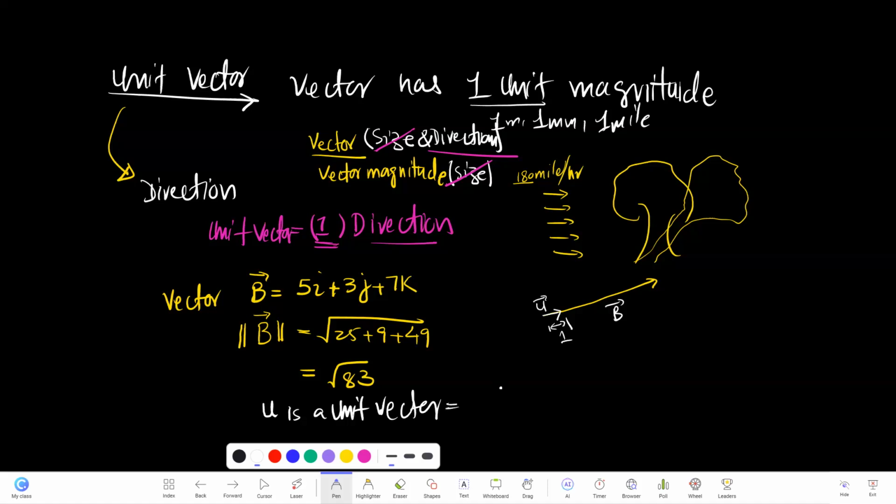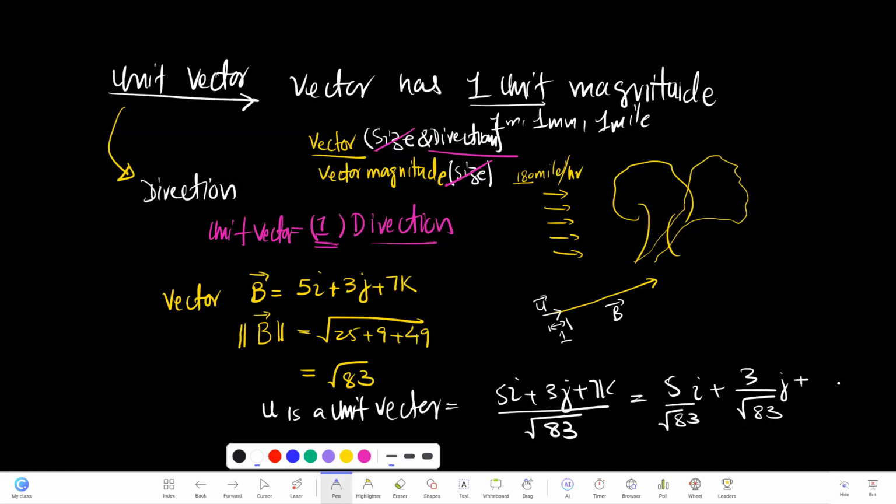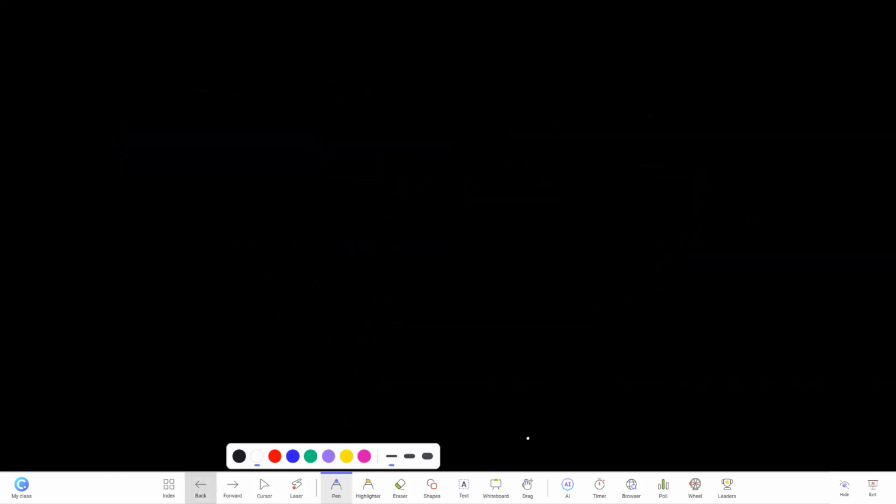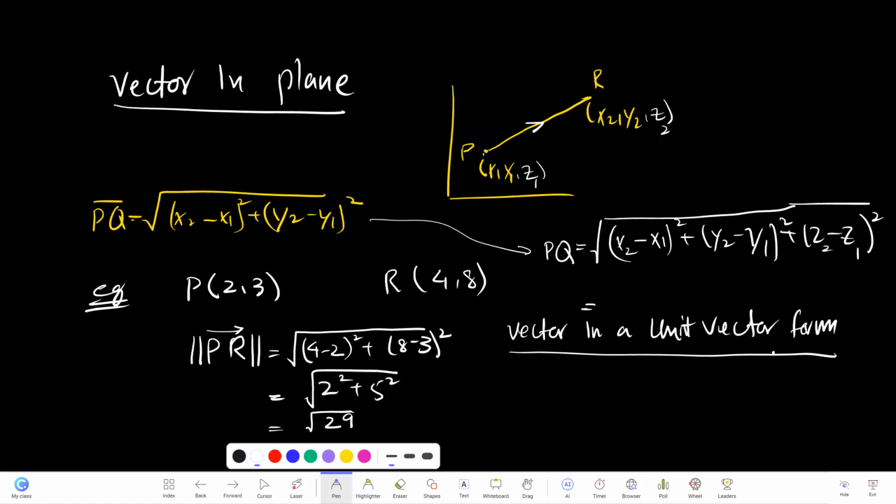So I'm going to take the vector b, which is 5i plus 3j plus 7k, divided by its own magnitude, and I'm going to get this. Just like I mentioned, we're going to skip some of the math today, so we use most of the time to review the concept. This is my unit vector. I also already told you that you can write a vector in unit vector form.